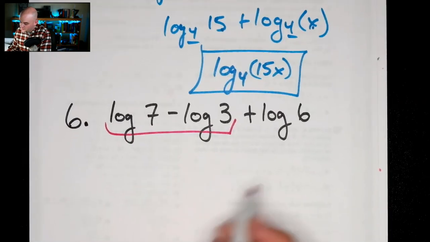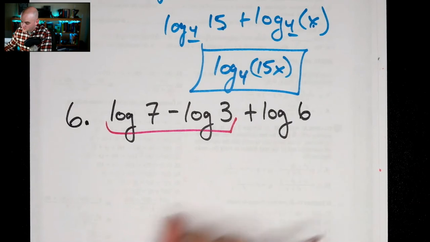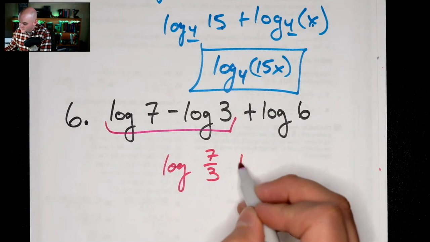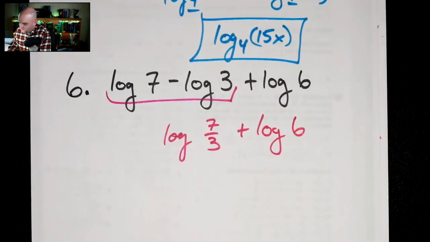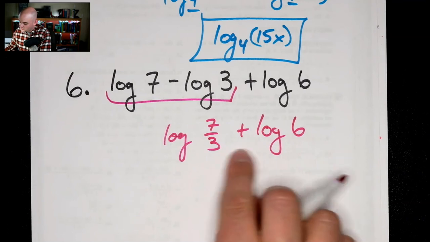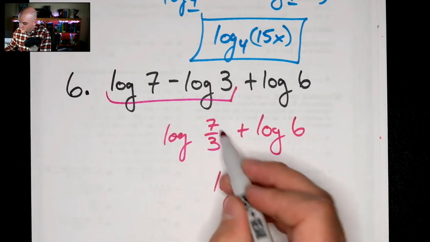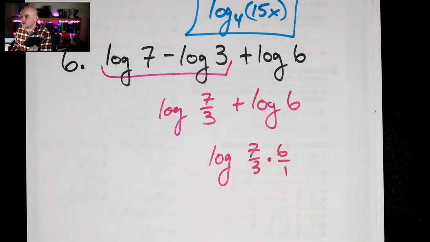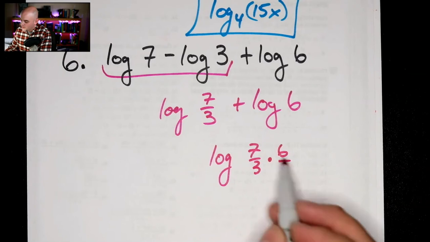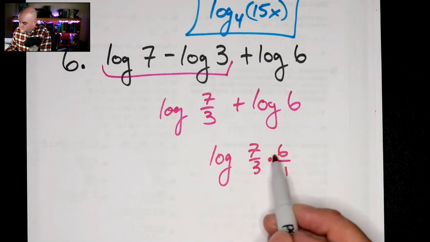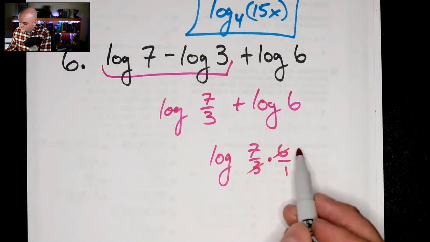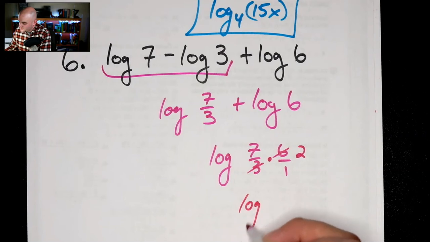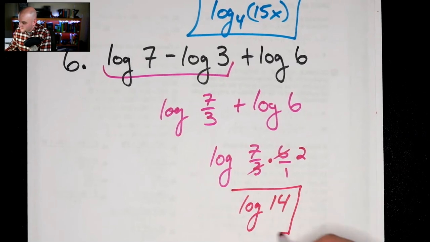Let's combine that first. We're following order of operations, addition and subtraction from left to right. So I get log of 7 over 3. And then bring down that log of 6. Once again, we can multiply these two and make it a single logarithm. 7 over 3 times 6. I'm going to go ahead and make it a fraction because we can easily multiply it. So 6 over 3 is the same thing as 2, right? And then we're going to say 7 times 2 is 14. This simplifies to the log base 10 of 14.